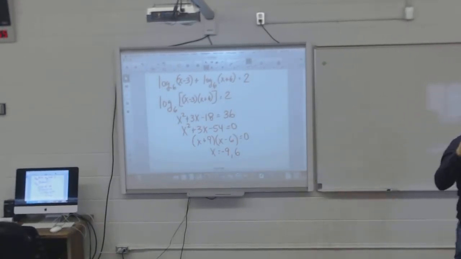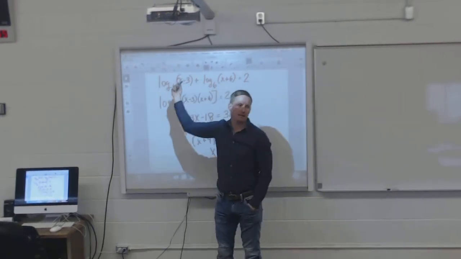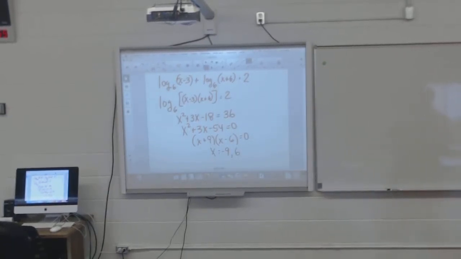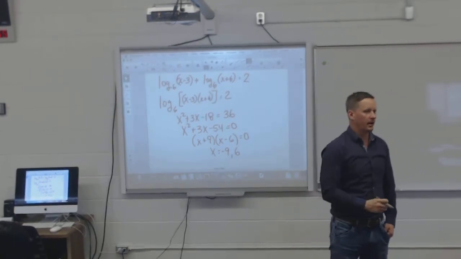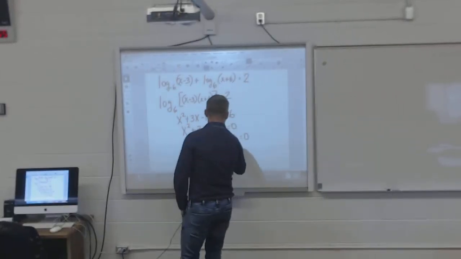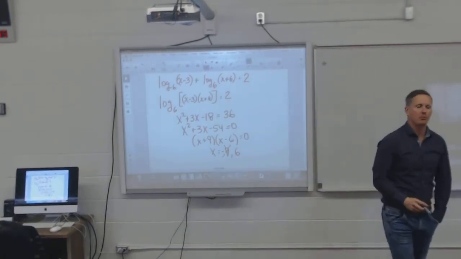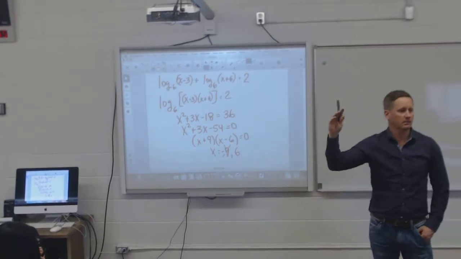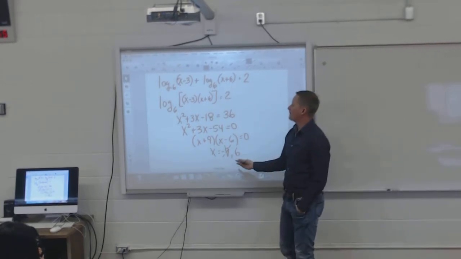Alright. We have to check these answers now. Okay? I stick a negative 9 in here. What does that make that bracket right there? Negative 12. Can I have the log of a negative number? You cannot. So automatically, that guy right there, he's out. So the moment you substitute it in and get a negative number, you can't have that. I can show you the reasons why, but I'm not going to.